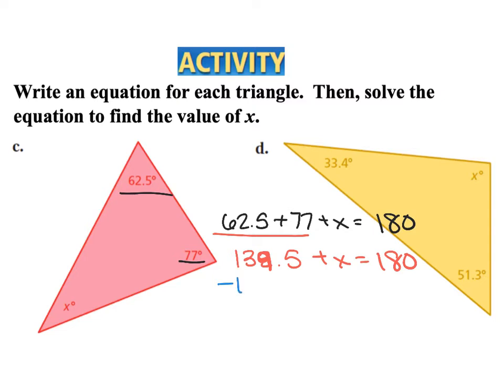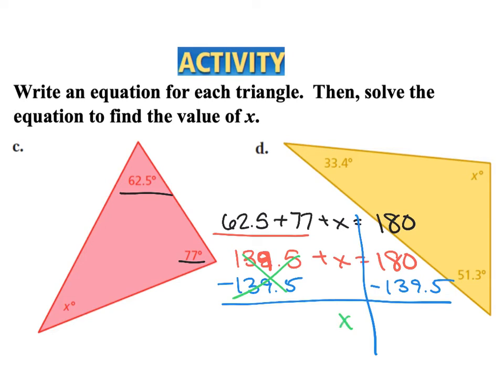I'm going to take out my 139 and 5/10 from both sides. These would cancel out. X equals, I believe it would be 40 and 5/10. I'm doing this without a calculator, so we're going to trust my head. So if I'm off by a little bit because I calculated something wrong, the steps are still the same. You can do the yellow triangle if you want to for practice.